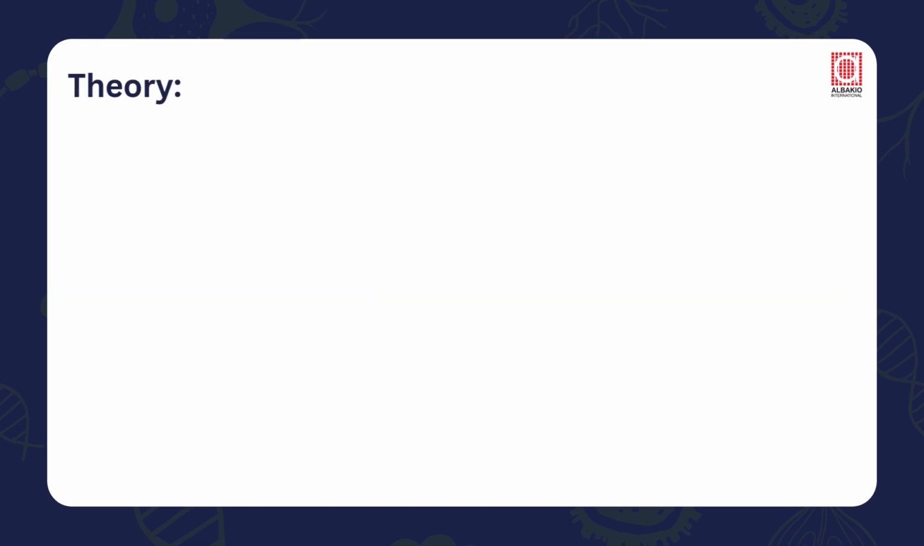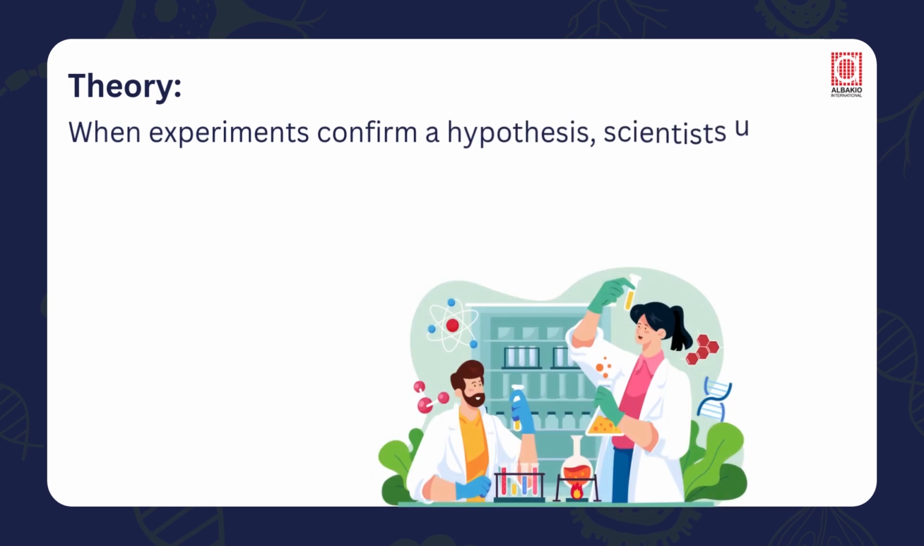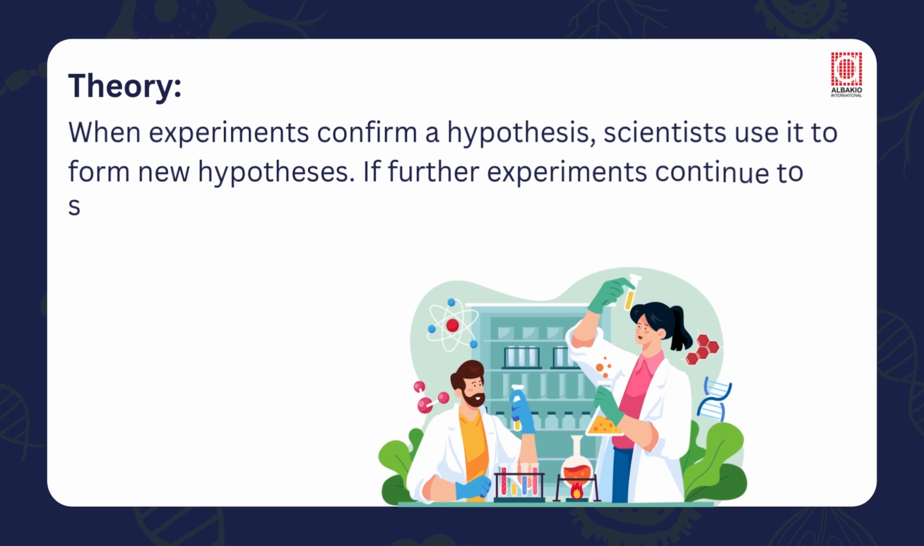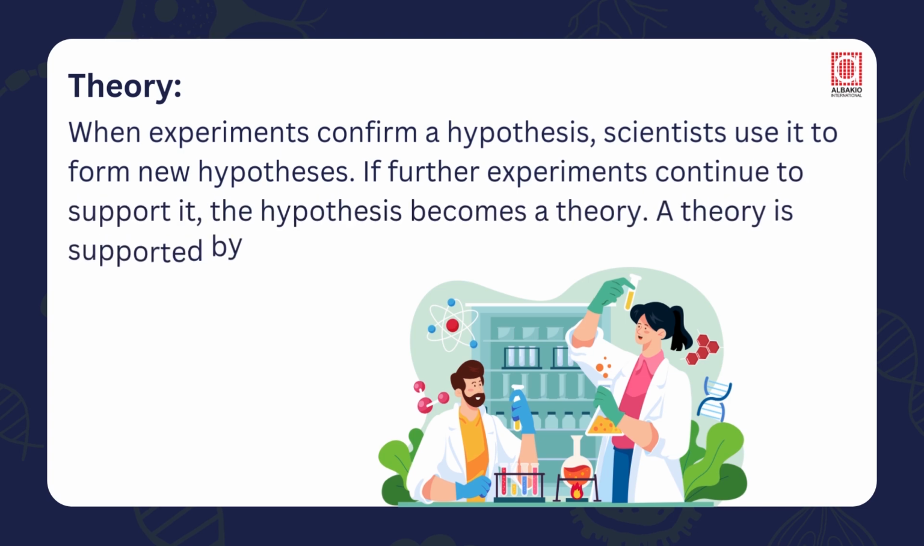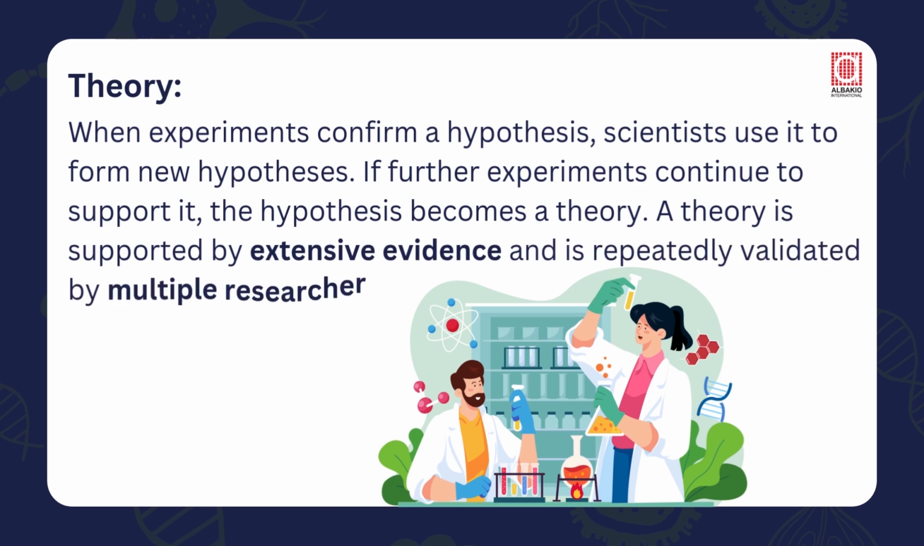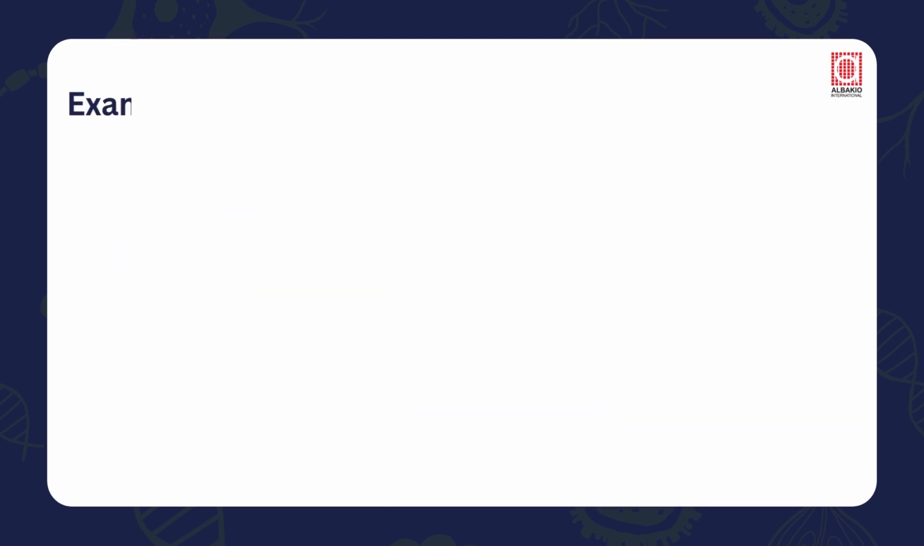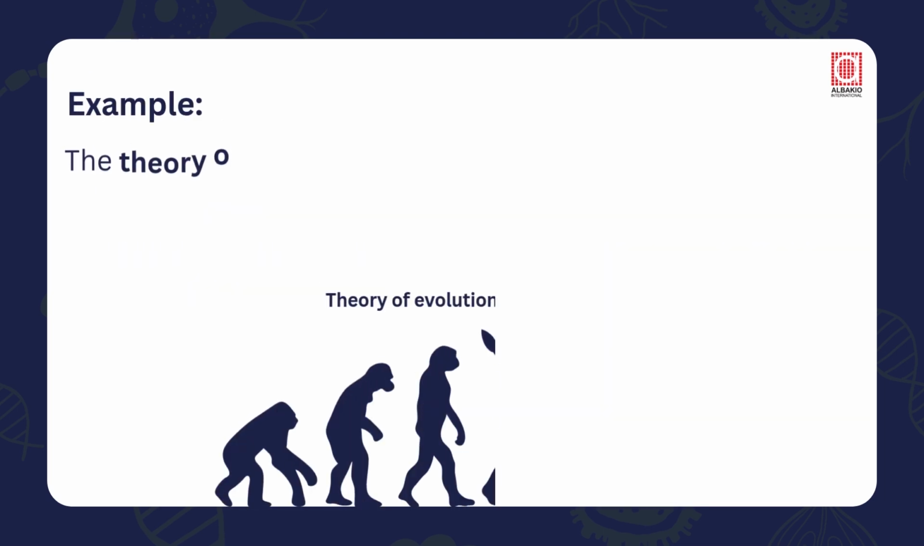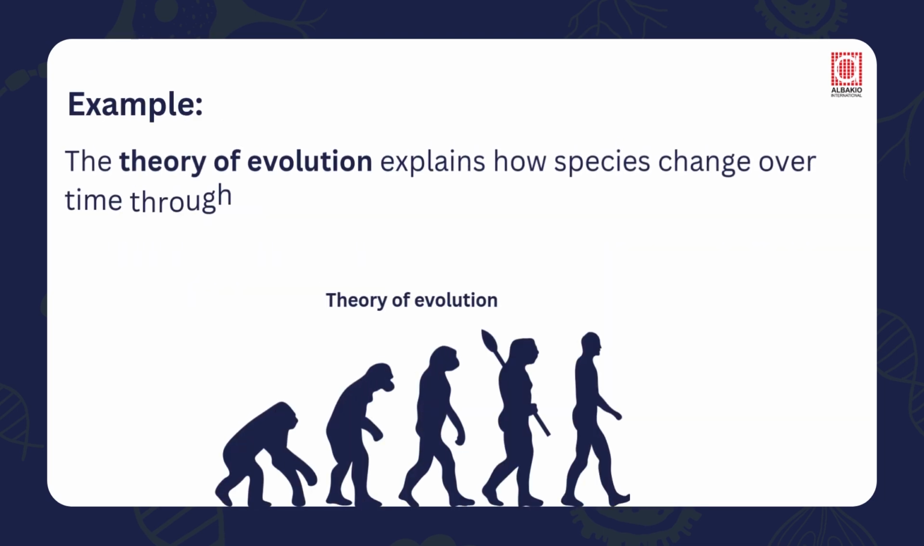Theory. When experiments confirm a hypothesis, scientists use it to form new hypotheses. If further experiments continue to support it, the hypothesis becomes a theory. A theory is supported by extensive evidence and is repeatedly validated by multiple researchers. For example, the theory of evolution explains how species change over time through natural selection.